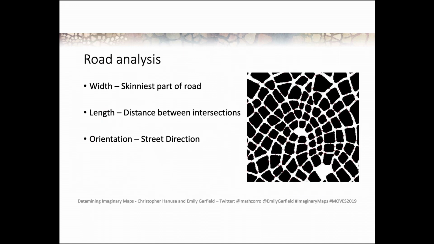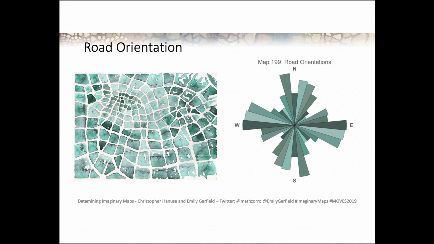All right, let me skip a couple of those. We can also talk about the road analysis. So we can talk about the width of the roads. We can talk about the length of the roads, the distance between the intersections. And we can talk about the orientation. So this work by Jeff Boeing had pictures of cities, and then the classic, basically a circular histogram of the density of the direction of the roads, and I was able to replicate that in Mathematica.